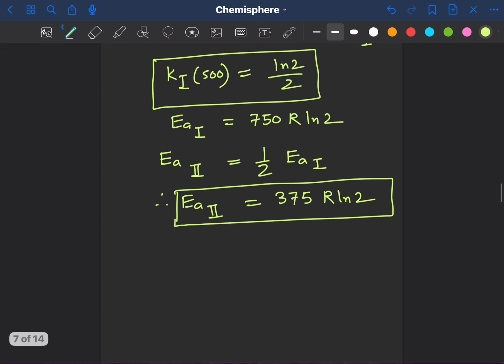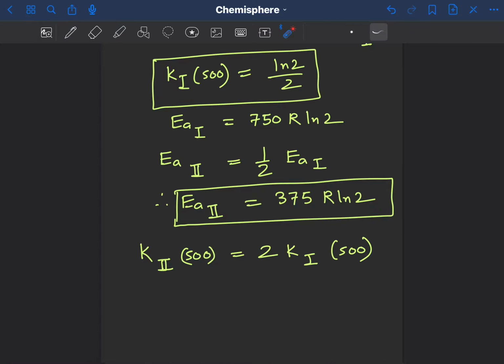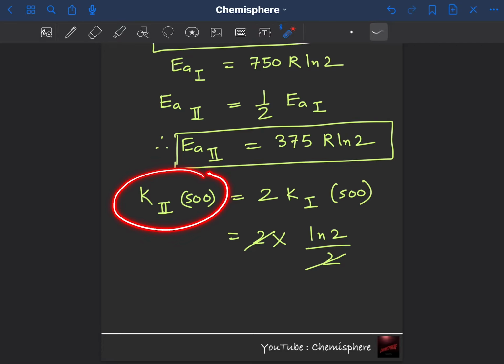Okay, and one more thing is given to us, that is the rate constant of reaction 2 at 500 is twice the rate constant of reaction 1 at 500. And we know the rate constant at 500, that is equal to ln2 by 2. So we can calculate the rate constant of the second reaction at 500. It will be equal to 2 into ln2 by 2. So therefore, the rate constant of the second reaction at 500 is equal to ln2.